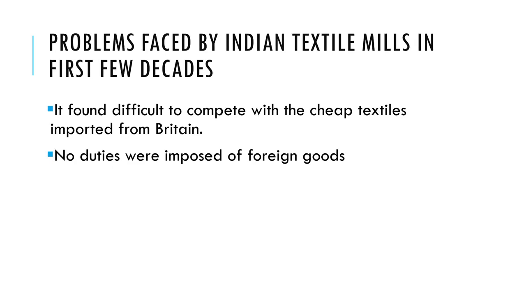Then it is important to know the problem faced by Indian textile mills in the first few decades. They found it difficult to compete with the cheap textile imported from Britain, and no duties were imposed on foreign goods. Because India was a colony of the Britishers, why would they put duties on the clothes imported from Britain? So this was the reason. And of course, because the British made clothes were made with machines, they were cheap in rate, so they flooded the Indian market.